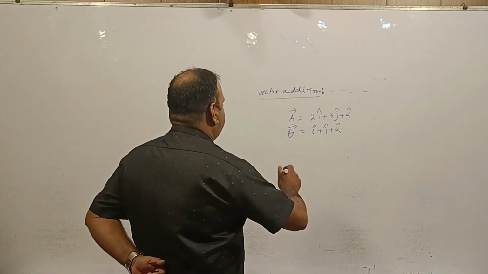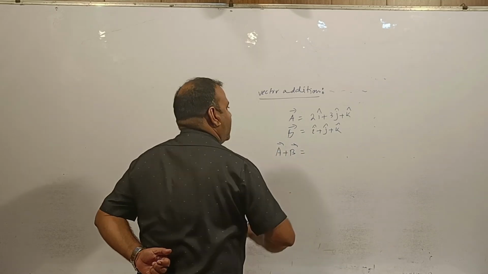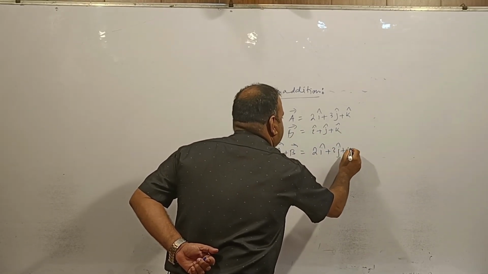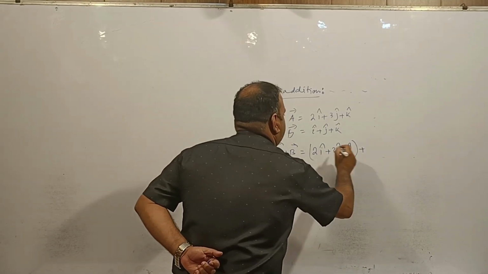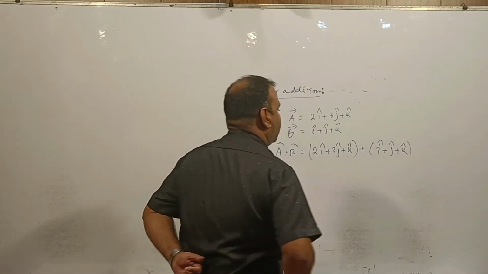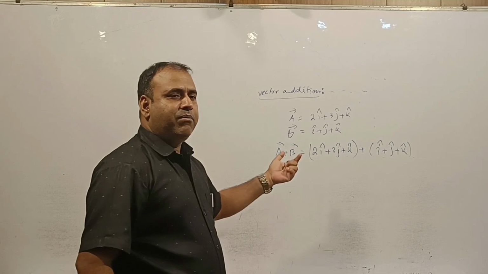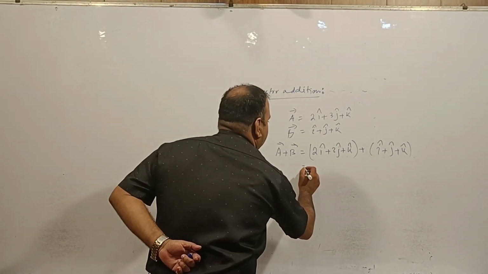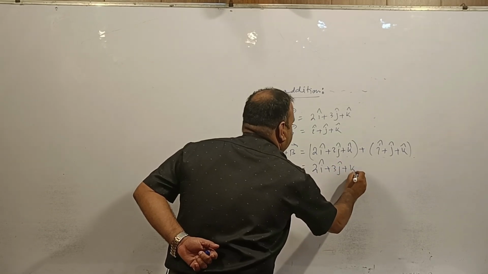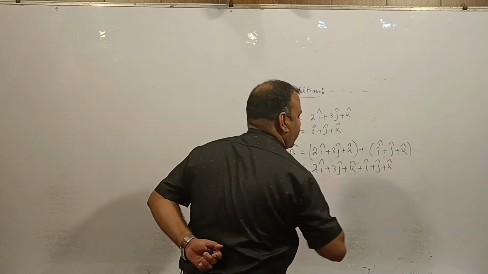So in this case you remember A vector plus B vector means (2i cap plus 3j cap plus k cap) plus (i cap plus j cap plus k cap). Understood? I have given brackets here because when you do the subtraction, at that time brackets are necessary. So that is why you write it like this.